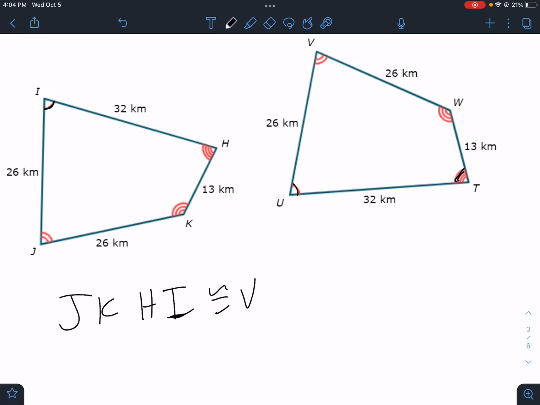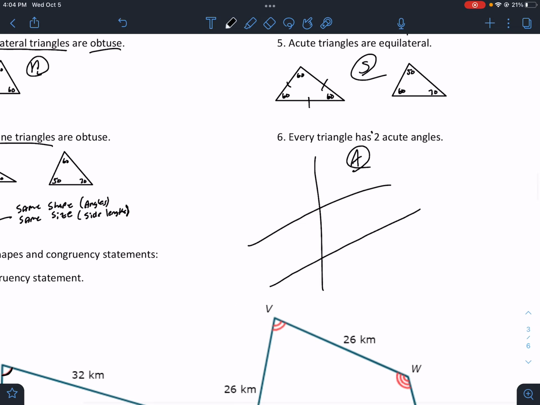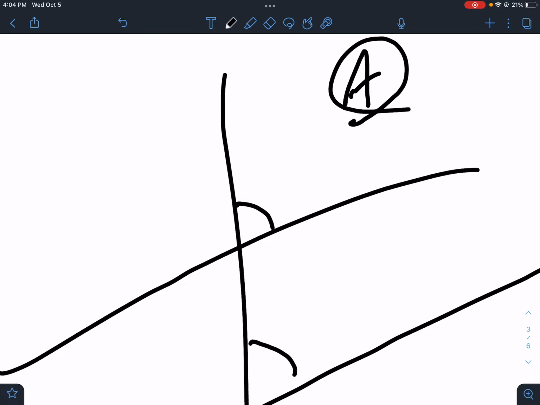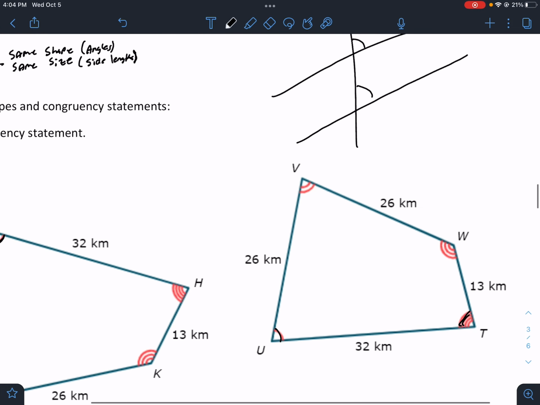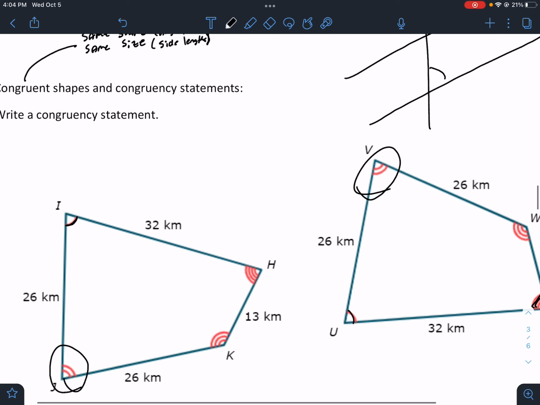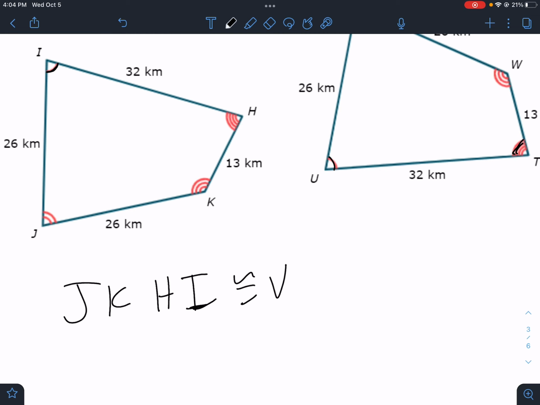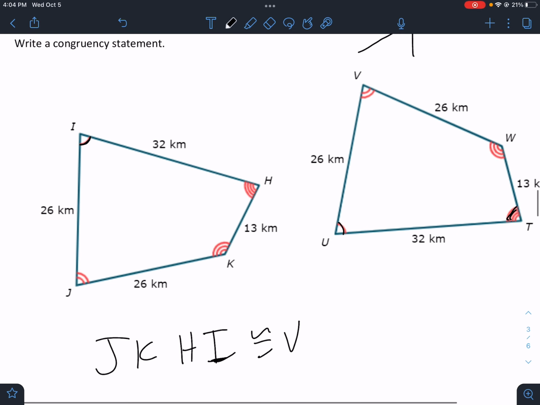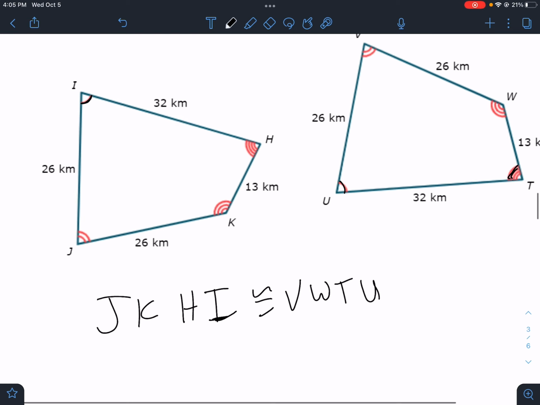Angle J and V are the same. They're the same angle. They're the same position. Remember, like corresponding, when we had lines like this, corresponding means they're in the same position. They hold the same spot. This is the 2 dash. This is the 2 dash. Those are the corresponding parts. So J goes with V. K, well, K is my 3 dash. So what does K go with? It goes with W. And then H, that's my 4 dash, that goes with T. And then I, that's my 1 dash that goes with U.